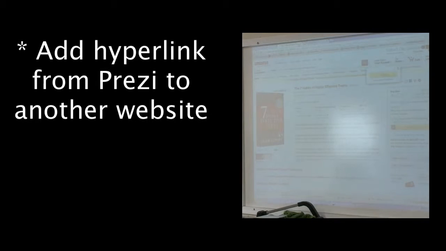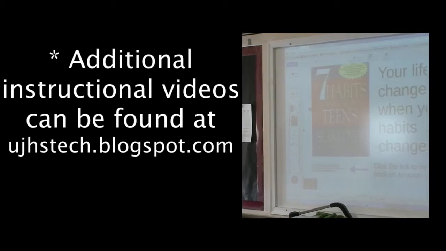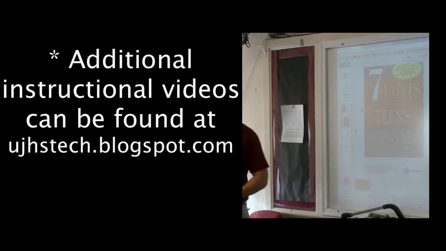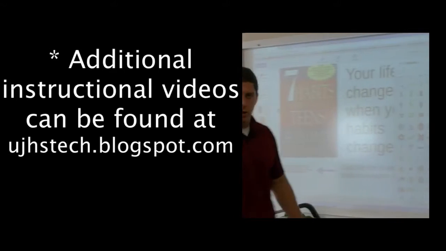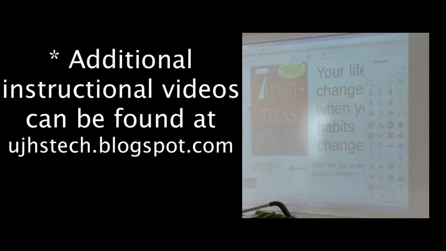Okay? Now, to do that, it's real simple. Let me zoom out of here. Okay? All you're going to do is go to Amazon.com and copy the URL. Okay, and then once you right-click and you paste that in, you'll be able to go to that. Okay, and I'll make a short video over how to hyperlink and how to do animations for you guys later that you can see on the Urbana Junior High Tech blog. Does that make sense to everybody?